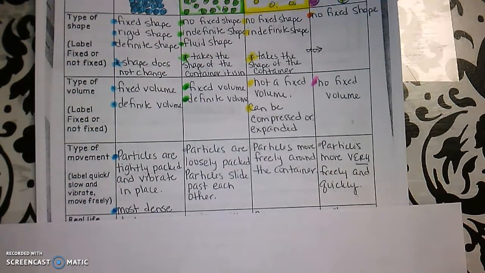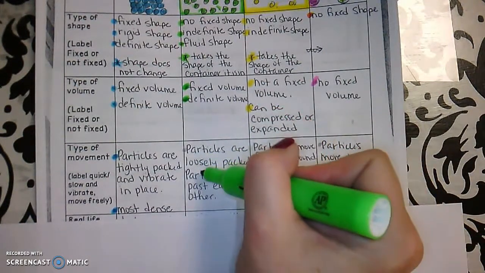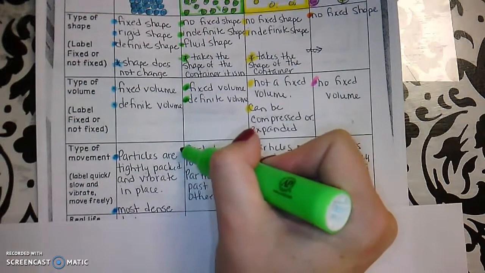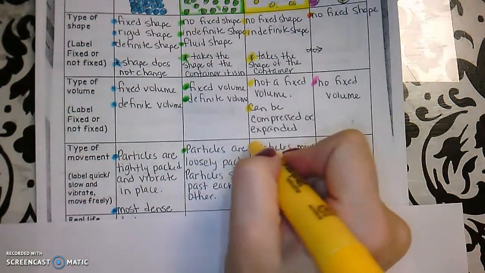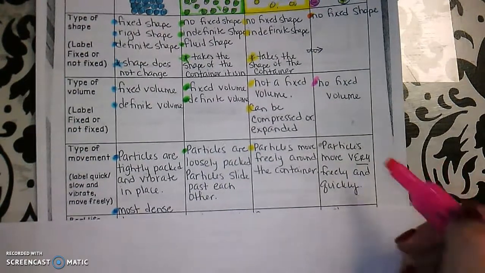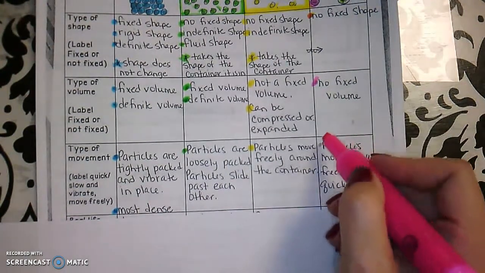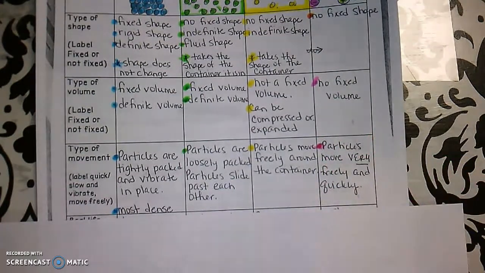Now, in a liquid, particles are loosely packed. Particles slide past each other. In a gas, particles move freely around the container. And in plasma, particles move very freely. They're crazy energized. Can't wait to give y'all some examples of plasma in just a moment.